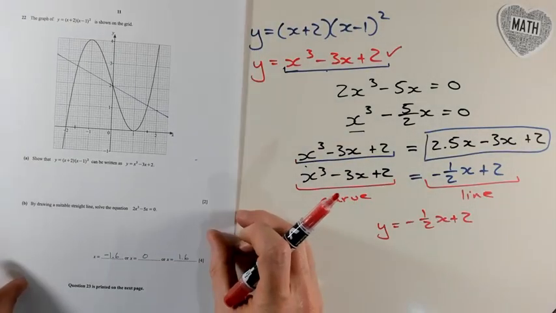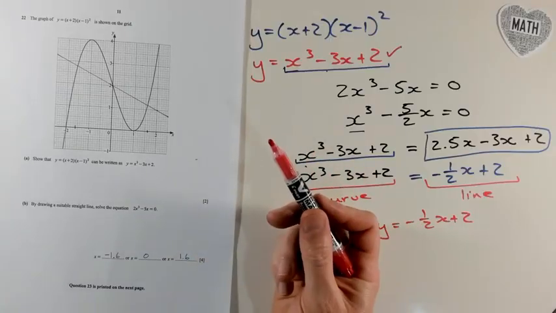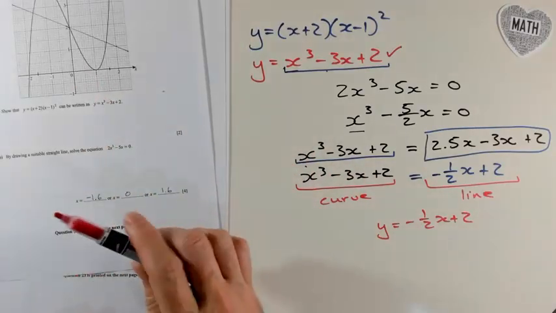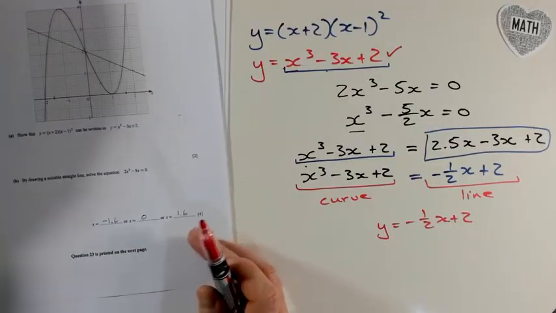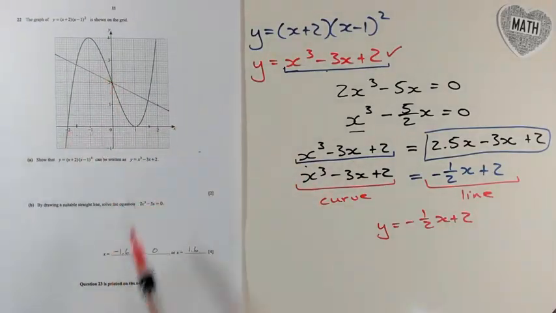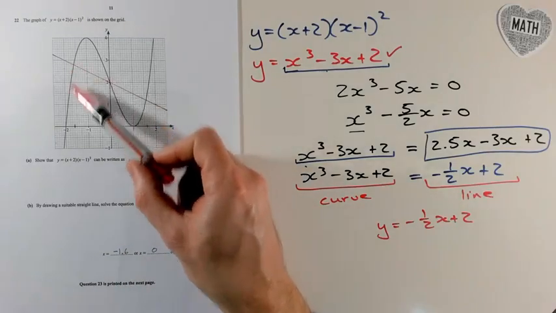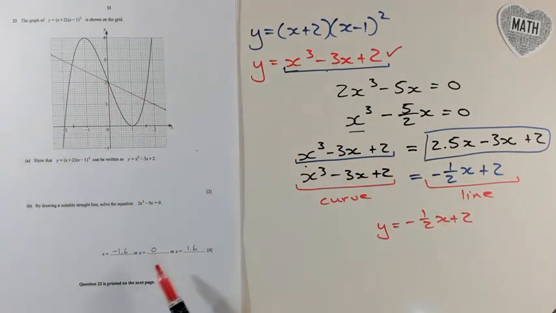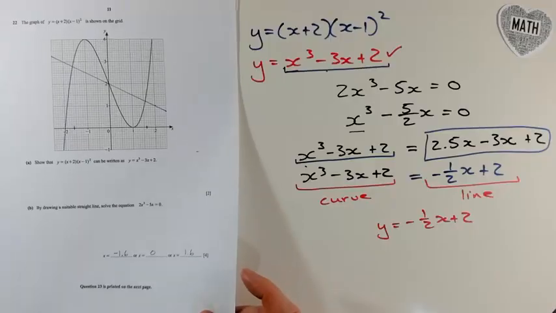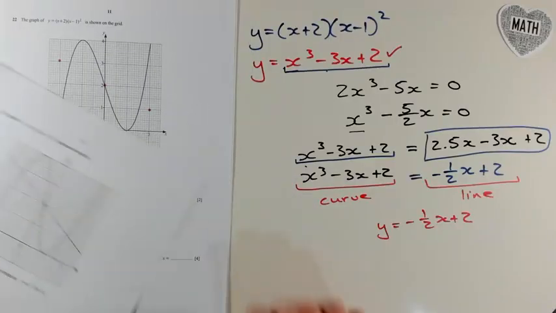And I already did this because drawing with this wouldn't work. But if I read off the 3 places that they cross, the one would be at negative 1.6, the other one is at 0, and the other one is 1.6. So it's a bit of a tricky one. I love it, but it is definitely something that can maybe catch you out in an exam.